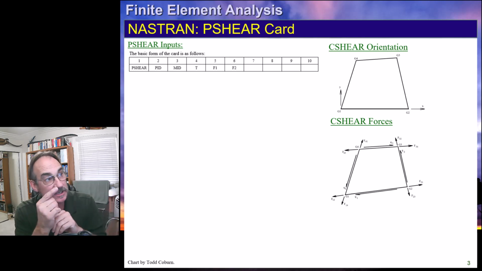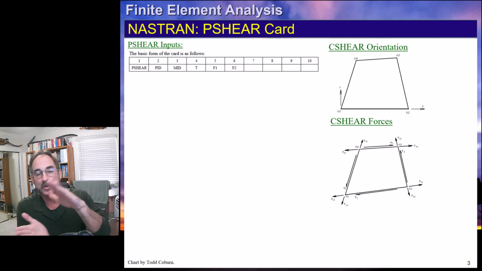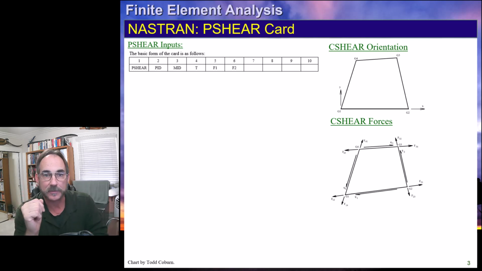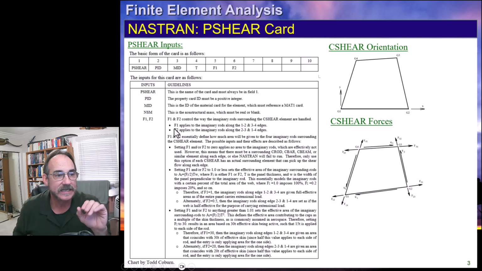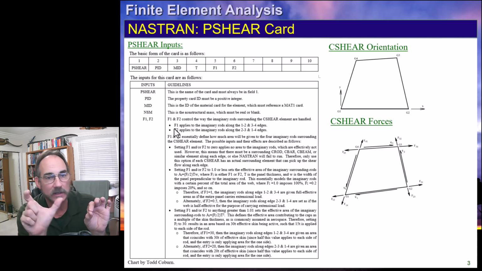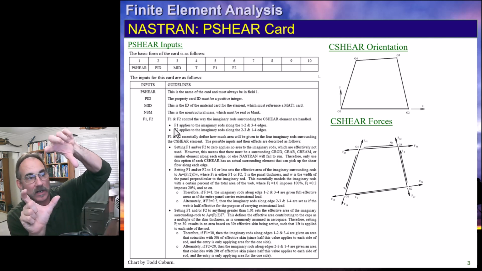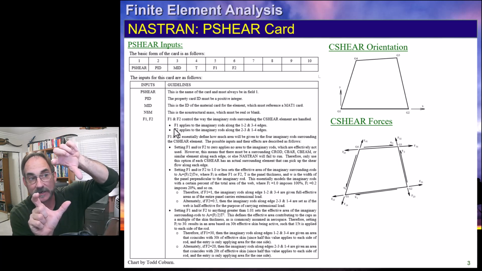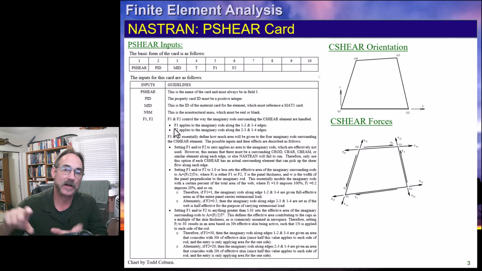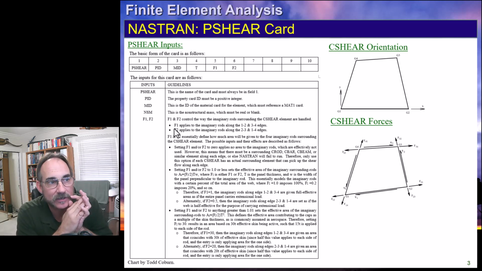And the way it does this is with this F parameter. You're going to get two F parameters, one for the two parallel edges, and another for the other two parallel edges. Let's look at the property card to get that laid out better. Here's the property card, and here's where that F1 and F2 are defined. That F1 is going to be the 1 to 2 line and the 3 to 4 line, and F1 is going to control how that effective width is handled, and F2 will handle how the other two perpendicular edges are handled.